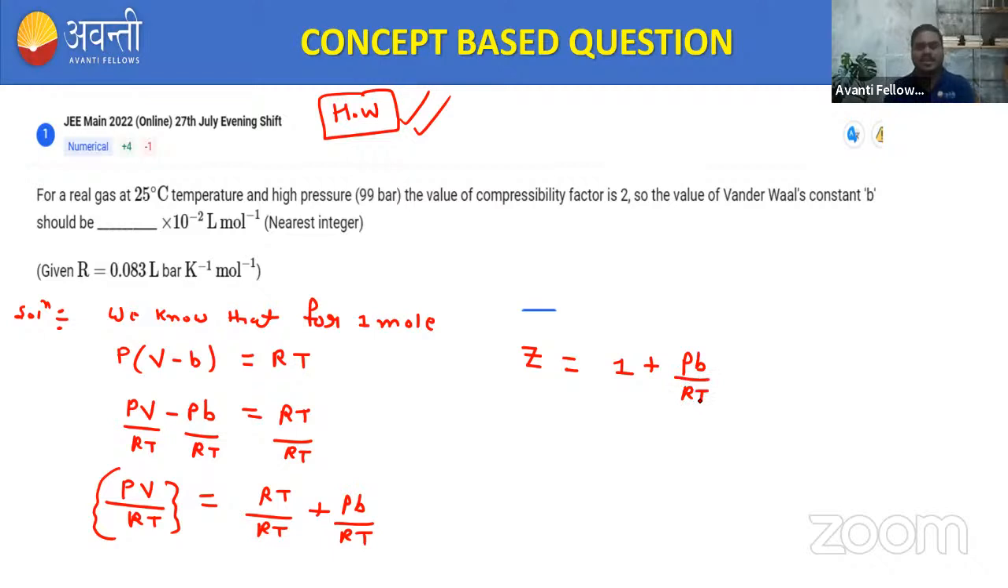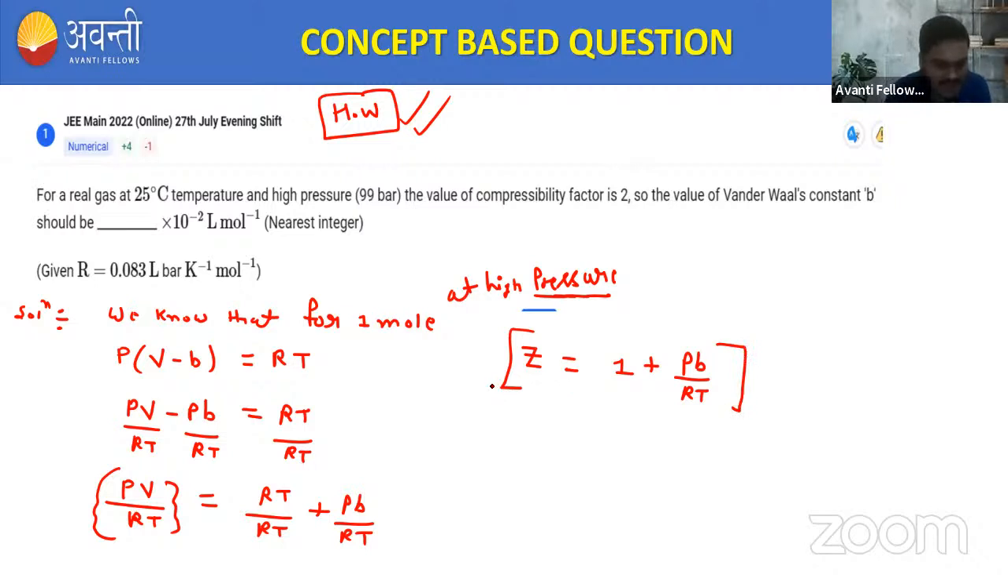So Z is equal to 1 plus PB divided by RT. ठीक है? So Z is equal to 1 plus PB divided by RT. When we apply this equation for 1 mole and at high pressure, always remember this, at high pressure, volume is negligible. So we just neglect the volume term from the real gas equation. So we get the formula like this, right? P(V minus B) is equal to RT, where we have Z is equal to 1 plus PB upon RT. So this equation we need to derive, right? Z is equal to 1 plus PB upon RT.